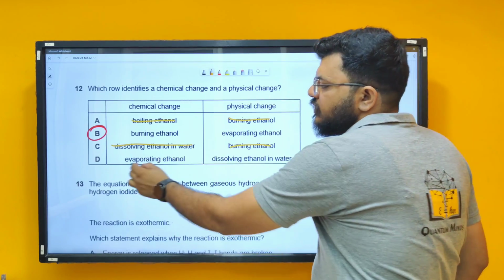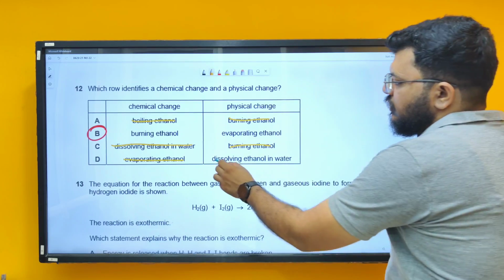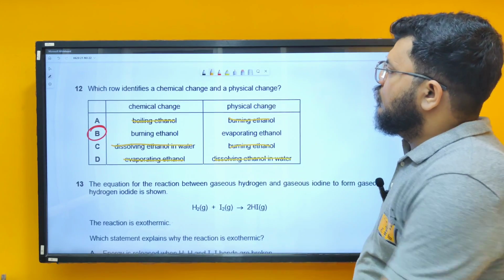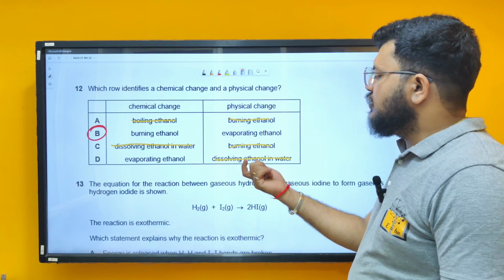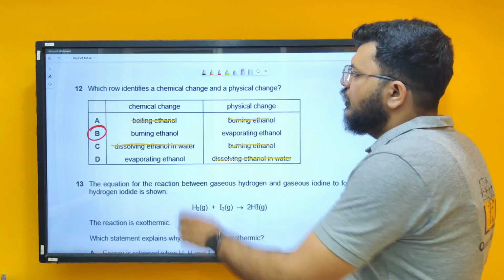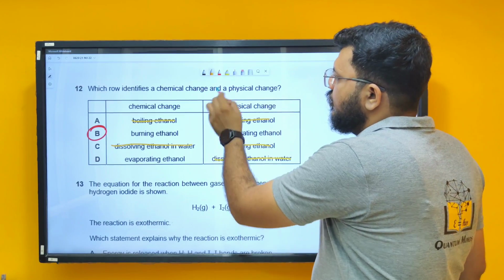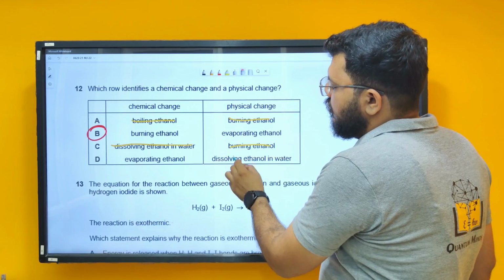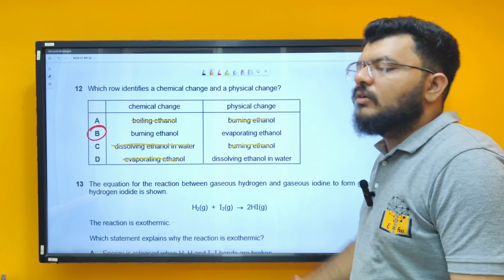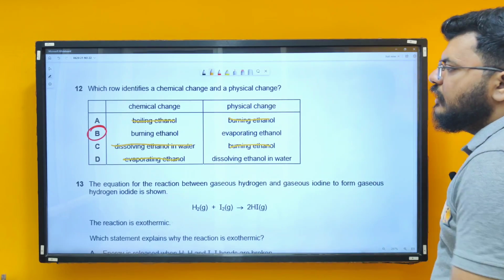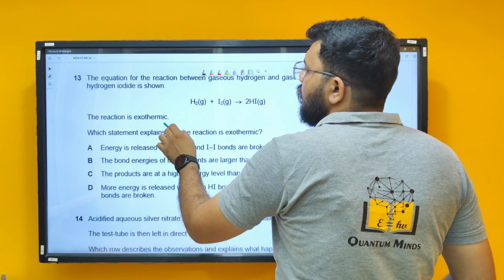Evaporating ethanol is a physical change, and dissolving ethanol in water is also a physical change, right? So this is correct, but this is incorrect. So option D cannot be your answer. Hence option B is the only correct answer.